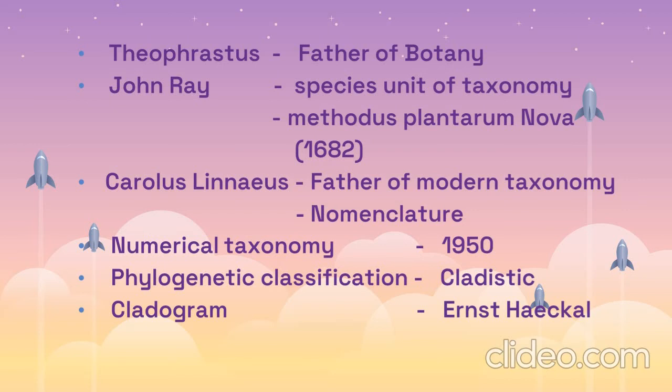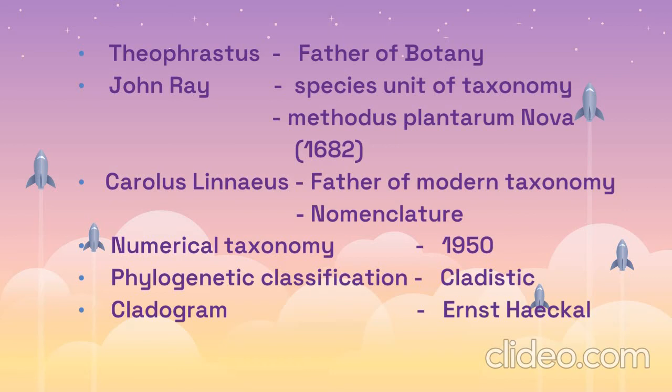He gave the nomenclature method. What do you mean by nomenclature? A permanent scientific name will be given for each and every organism, every species. So it will be universal. It will be a universal name everywhere, and in every country the same name will be followed. That is the nomenclature method. And the next one, numerical taxonomy, in the 1950s, the numerical taxonomical method.